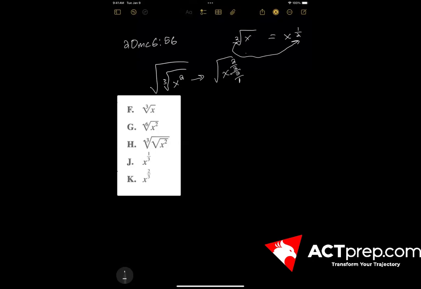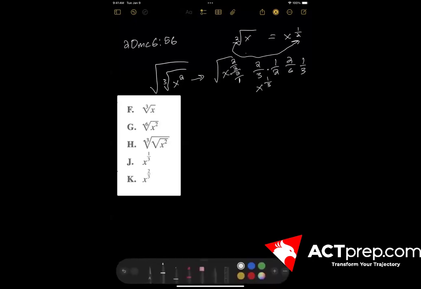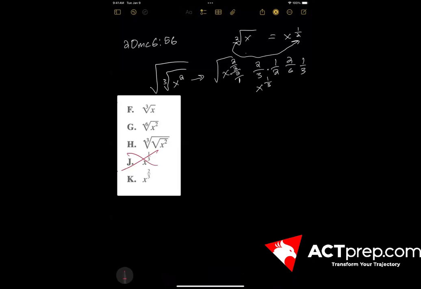And so when we are dividing fractions, we just multiply the reciprocal. And so we get 2/6, which is 1/3. So this is all equivalent to x to the 1/3 power. And so we can go ahead and eliminate answer J for that reason, because we know that that is equal. We're looking for the one that does not equal.